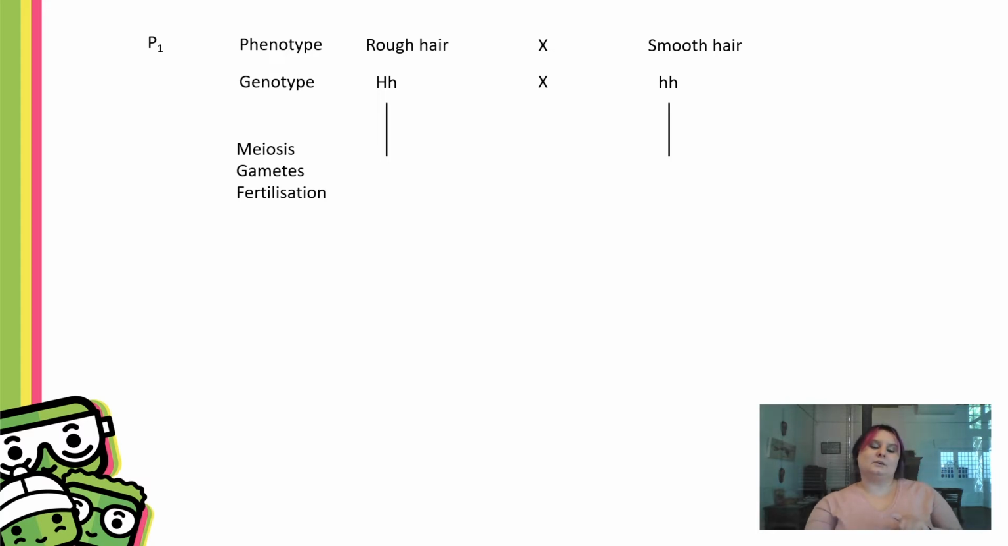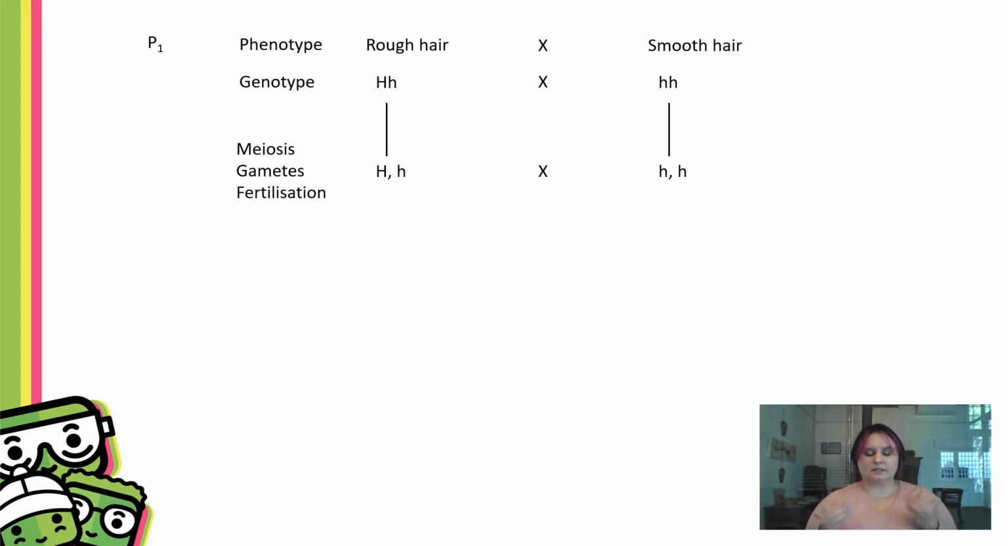All right, so now we need to work out what are the gametes that these parents are going to produce. In the case of our rough-haired dog, they can produce sex cells with either a capital H in them, a dominant allele, or with a small letter h in them. Then our smooth-haired dog can produce gametes with a small h or the other small h. So those are our options.